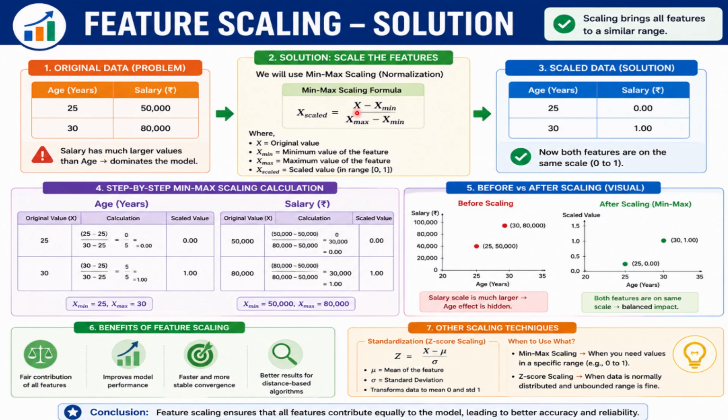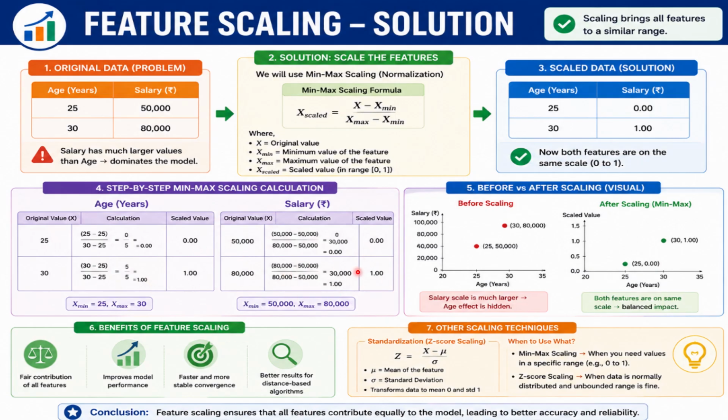Min max scaling uses this formula: x minus x min divided by x max minus x min. Here you can see for age and salary we are doing it one by one. The original value of age is 25, so this is the x value. 25 minus 25, x min is 25 and x max is 30. So 30 is the maximum value. 30 minus 25 is 5, and 0 divided by 5 is 0.00. Like that you can calculate.